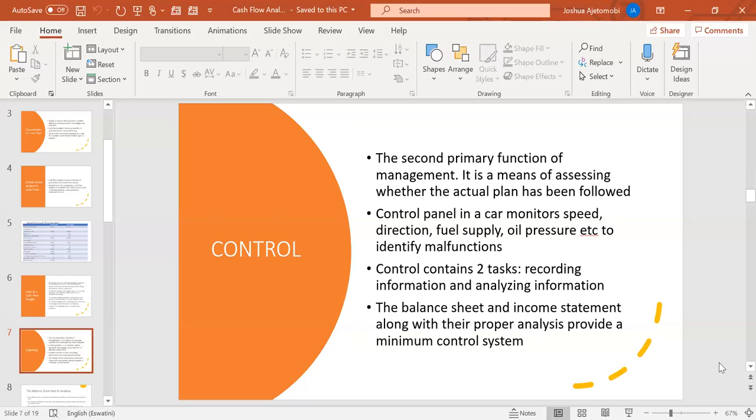The second primary function of management is control. It is a means of assessing whether the actual plan has been followed. Because it is not just enough to say you have a plan. You have to be sure that the plans are followed, and you have a way of monitoring your plan.